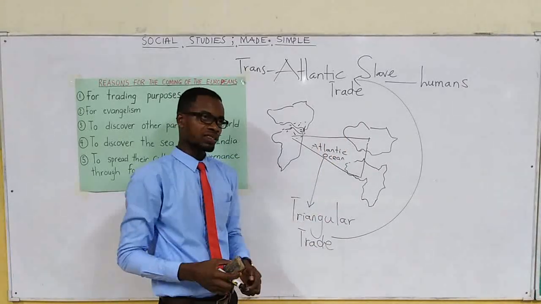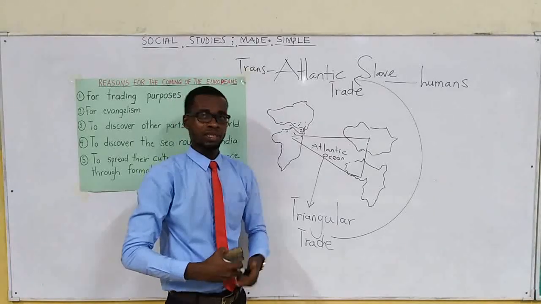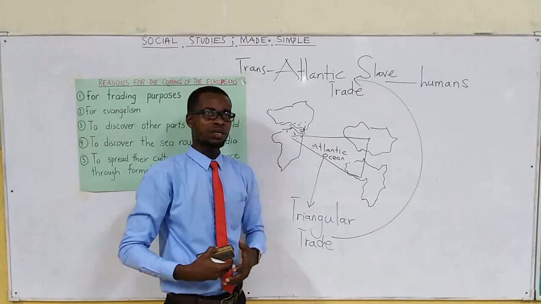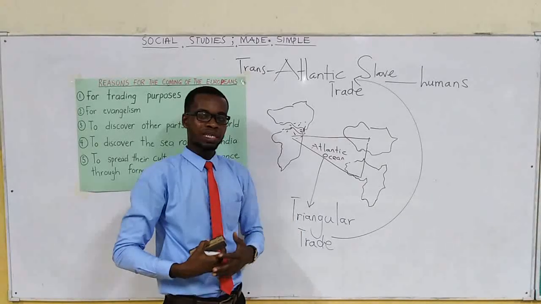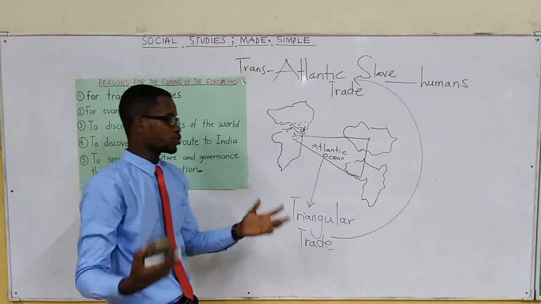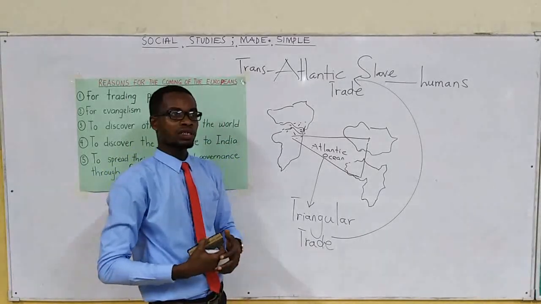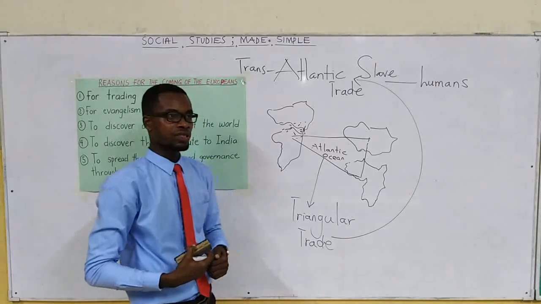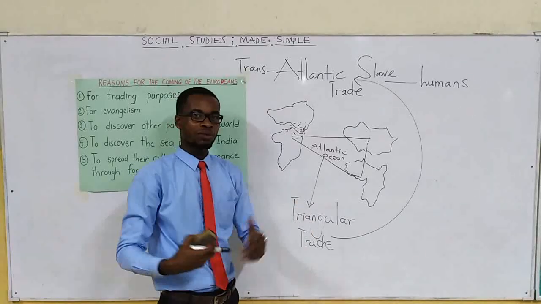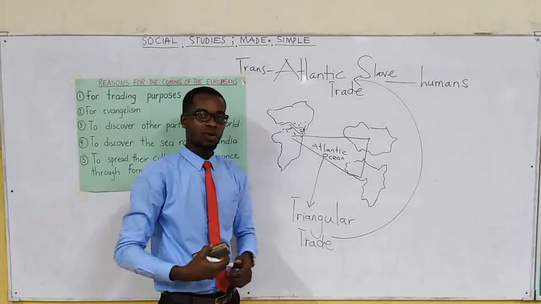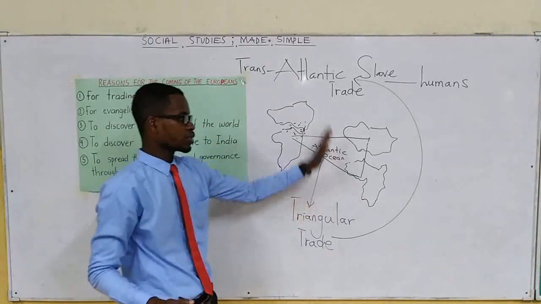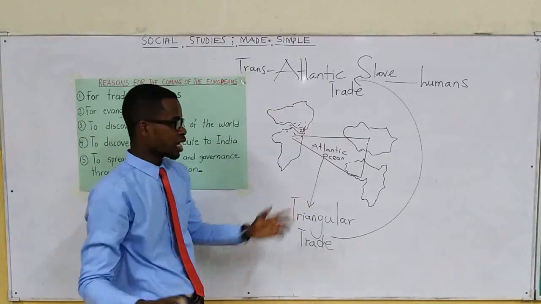And as they realized later that the treatment that was meted out to these slaves was dehumanizing, or was not something that we would say is making them feel dignified or look like human beings, they had to abolish the slave trade. So in 1807, some countries like the United Kingdom or Great Britain signed the acts or parliamentary laws, or legislative laws, and then they had to abolish the slave trade. So that was how it ended.